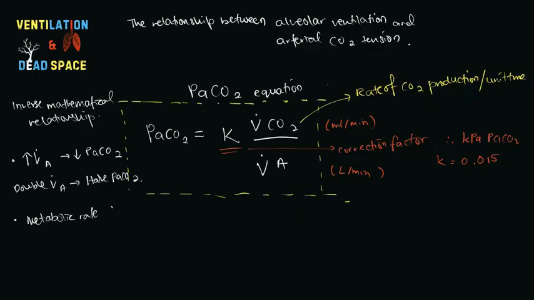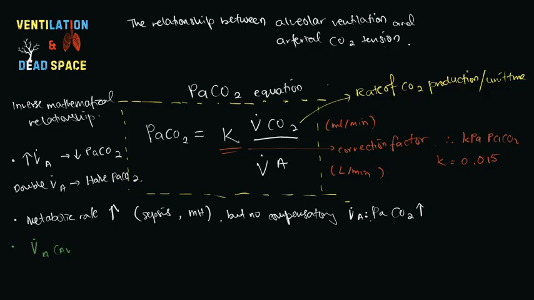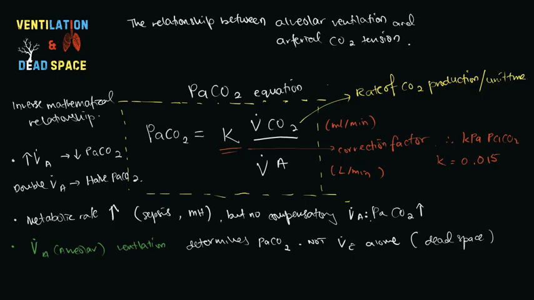In another scenario, in a ventilated patient, say the metabolic rate of the patient increases, meaning that the rate of CO2 production per unit time increases, such as in sepsis or malignant hyperthermia, but there is no compensatory mechanism by the alveolar ventilation. Therefore, there will be a resultant increase in PaCO₂. So the takeaway message from this lengthy explanation is that alveolar ventilation determines the PaCO₂, not minute ventilation alone, which includes dead space, and we can be just ventilating dead space and not affect PaCO₂ whatsoever.